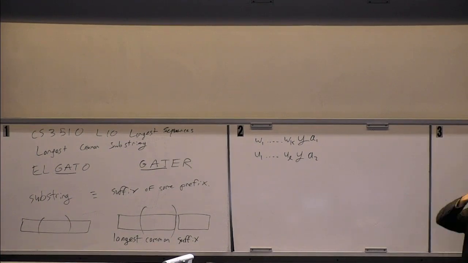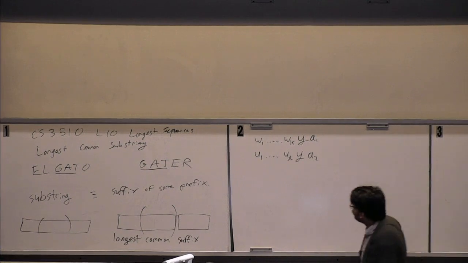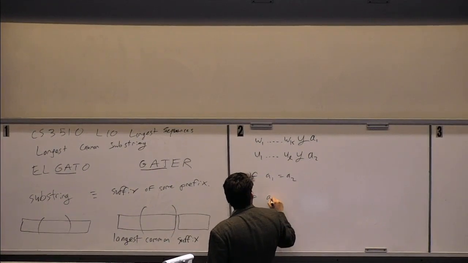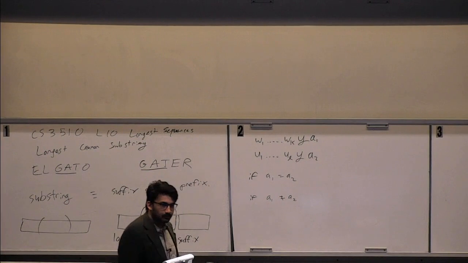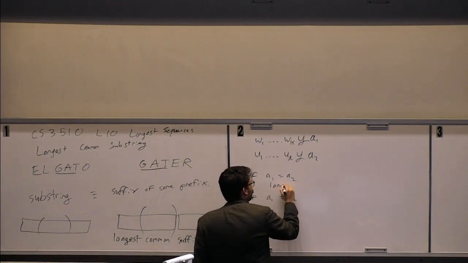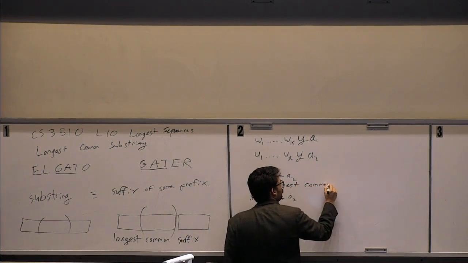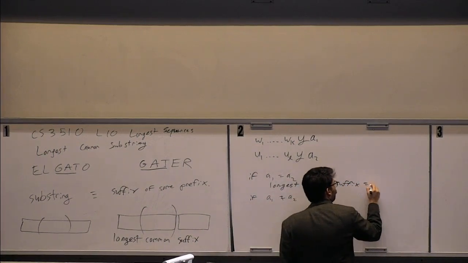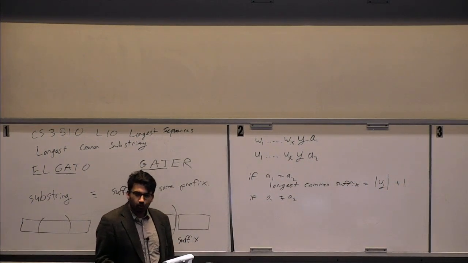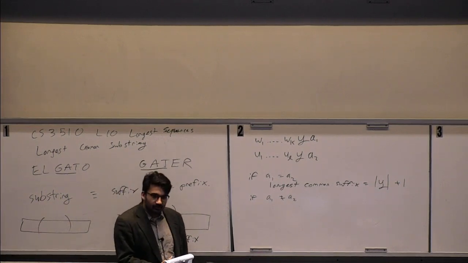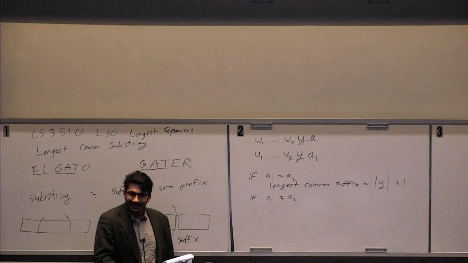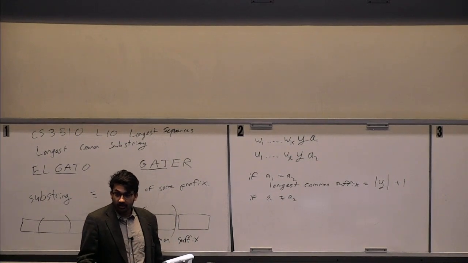Well, you have two cases here. If you look at the next letter of those two strings, you have if A1 is equal to A2, and if A1 does not equal A2, right? If A1 equals A2, what do we know? Longest common suffix is going to be equal to the length of Y plus 1. If these two letters share that substring Y, one letter from the end, and then they also share the last letter, then we know that yA1, or equivalently yA2, is a common, longest common suffix, right?